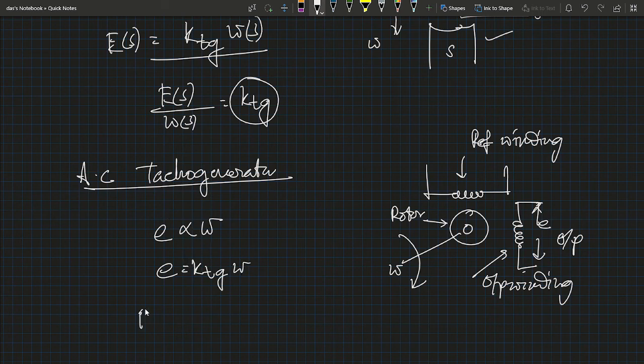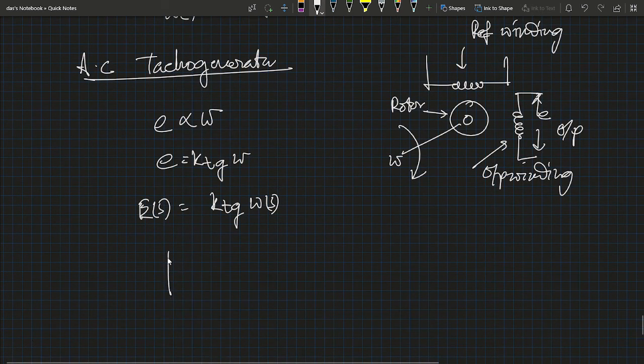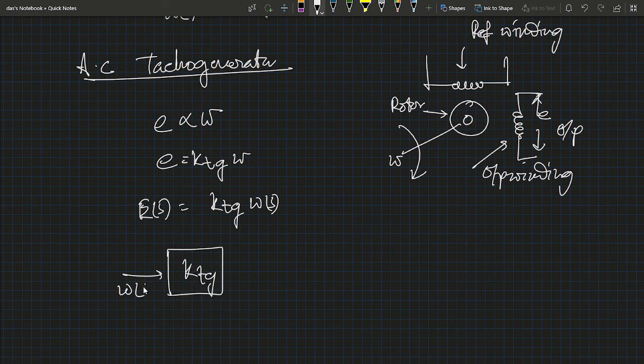Now we take the Laplace transform, so E(s) equals K_Tg omega(s). Again, this is a block: the input is omega(s) and the output is E(s). So the output voltage is proportional to the angular speed.